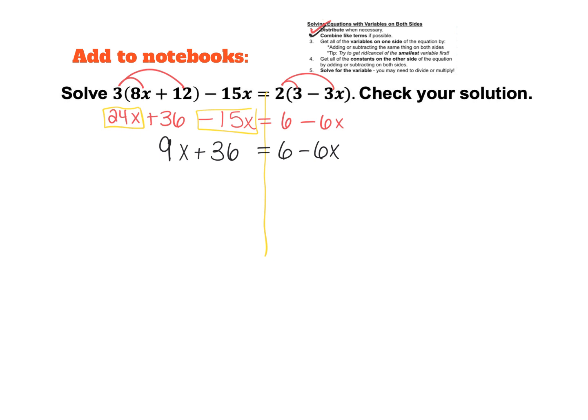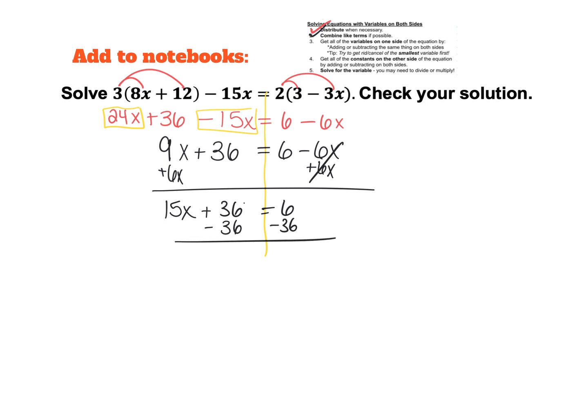Next up, we're going to get all of our x's on one side of the equation by using inverse operations. So I am going to add 6x to the right and add 6x to the left to cancel the x's from the right side of my equation, and that leaves me with 15x plus 36 and 6 over on the right-hand side. Next up, I'm going to move my constants by using the inverse operation, subtracting 36 from both sides, and I have 15x equals negative 30.